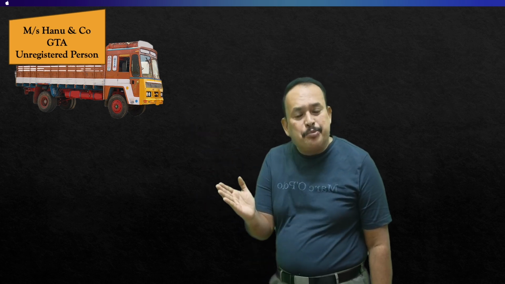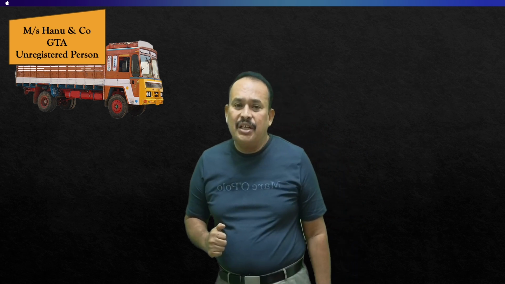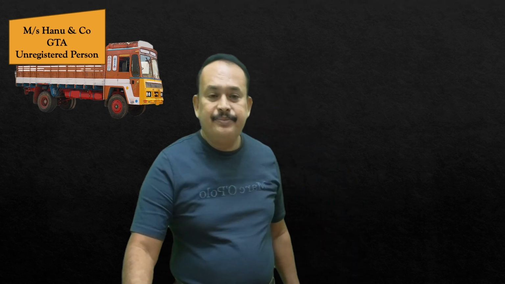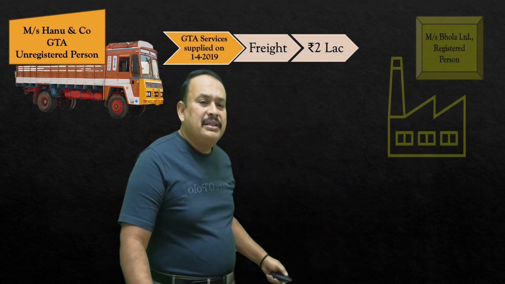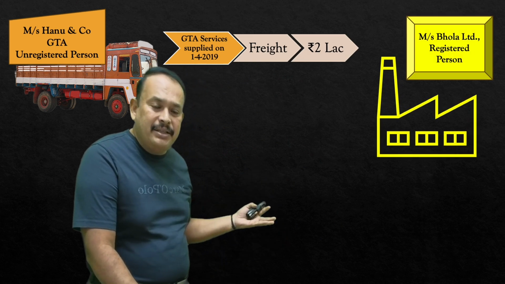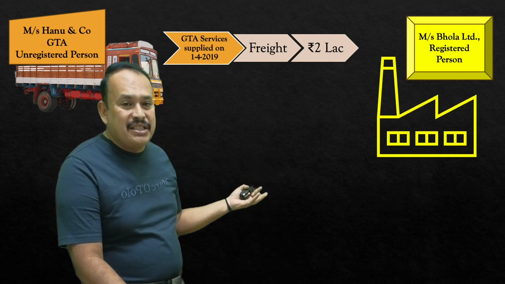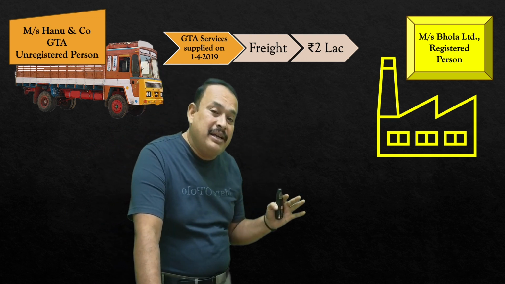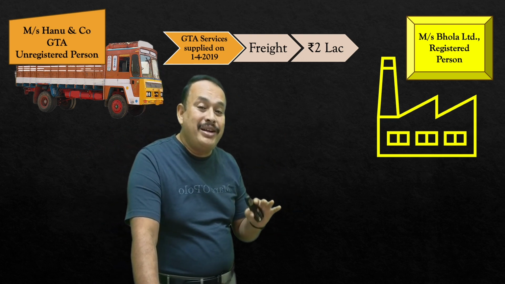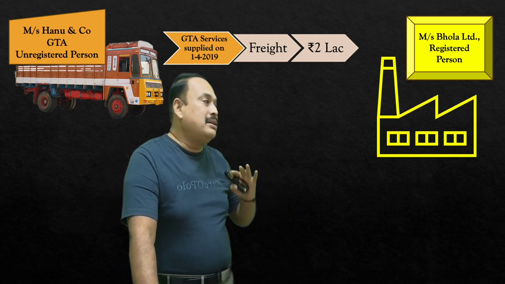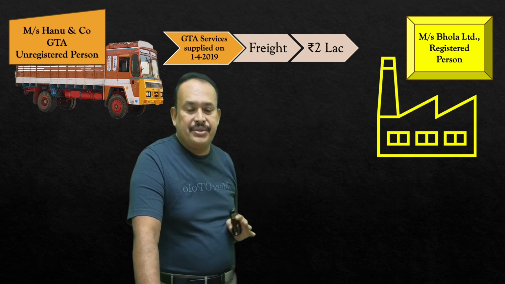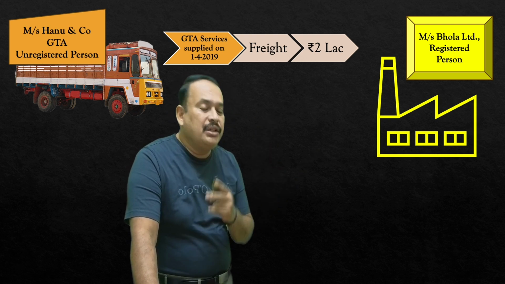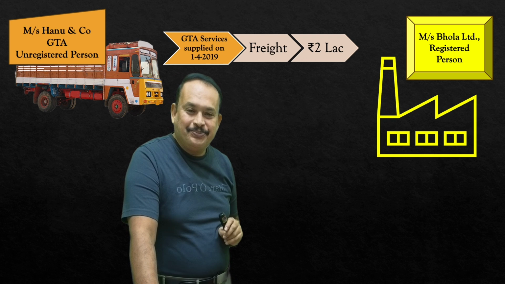They supplied transportation of goods services to the recipient. Who is the recipient here? Bhola Limited, a person registered under GST, to whom the GTA services were supplied. When supplied? 1st April 2019. That is when they supplied the services. Freight value: how much? 2 lakh rupees.